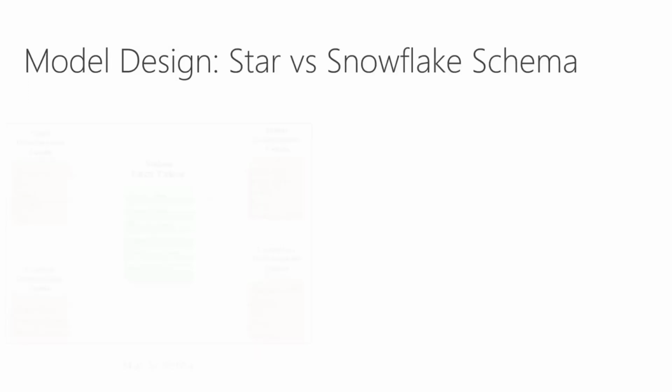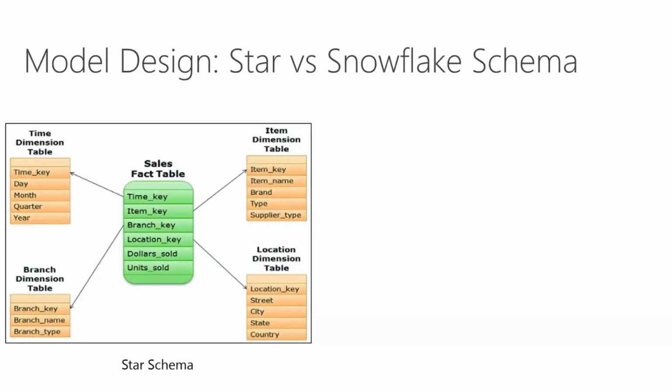So on the left hand side now, it's a star schema, right? You can see it clearly. You have the sales fact table right in the middle. Then you have dimensions surrounding that fact table. You have the time dimension, the item dimension, location dimension, and branch dimension. So four dimensions together.